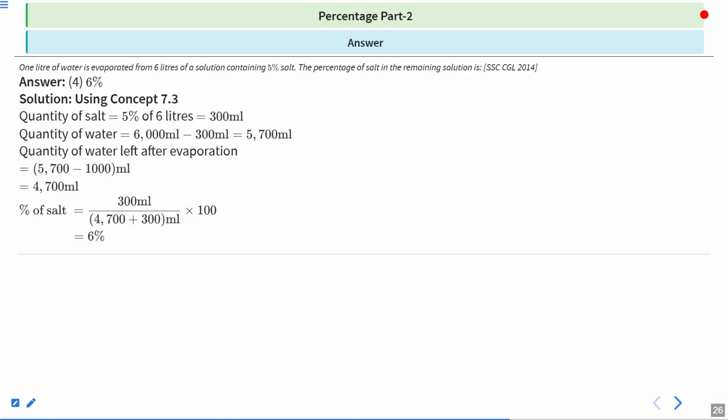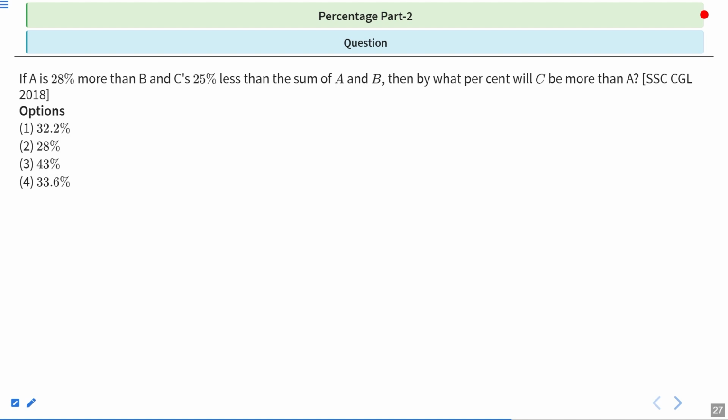Next one. If A is 28% more than B and C is 25% less than the sum of A and B, then by what percent will C be more than A? This question was asked in the SSC CGL 2018 exam. Now there are 4 options. First is 32.2%, second is 28%, third is 43%, and fourth one is 33.6%. Now you have 10 seconds to solve this question. Your time starts now.